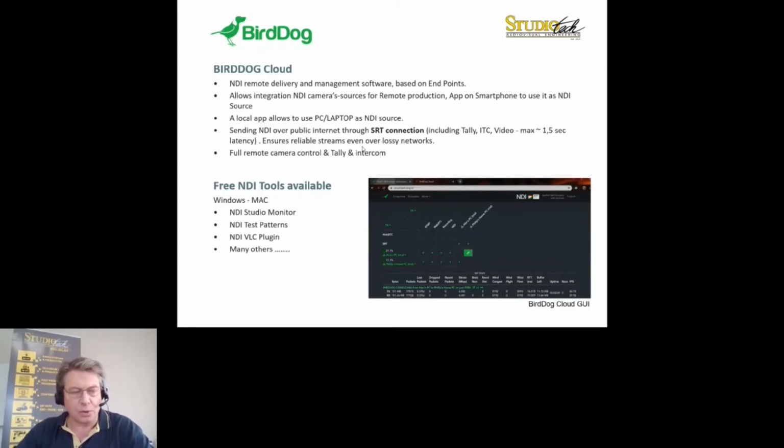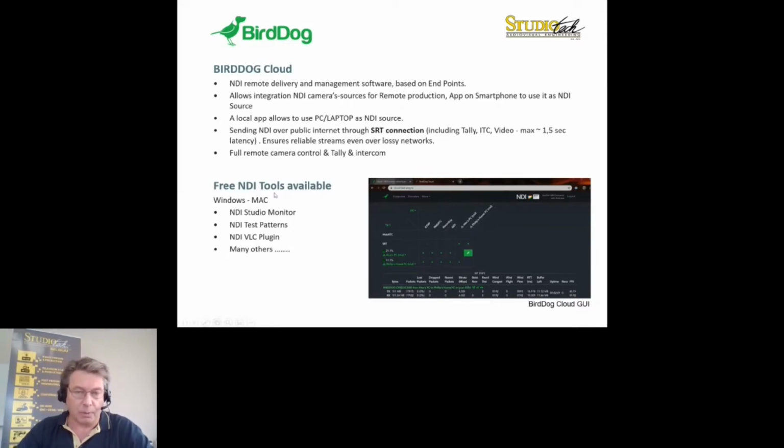The technology they use for this is SRT. It's also including, of course, the tally functionality that we had in the normal NDI. So the normal NDI protocols are supported, like tally and IFB intercom. The delay is about 1.5 seconds latency, so it's very usable for people who are looking at feeds remotely.